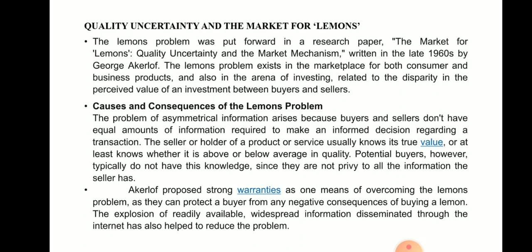The seller or holder of a product or service usually knows its true value, or at least knows whether it is above or below average in quality. Potential buyers, however, typically do not have this knowledge, since they are not privy to all the information the seller has. Sellers possess more information, the true value of the car, whereas buyers possess less information. So this is known as asymmetric information.